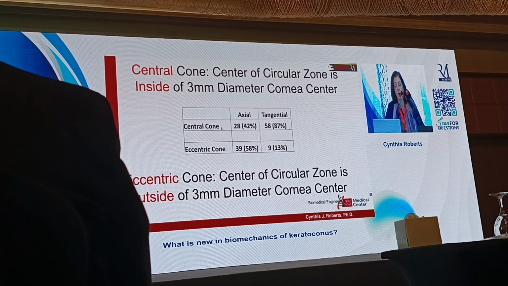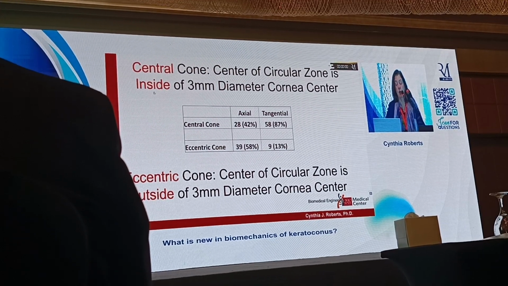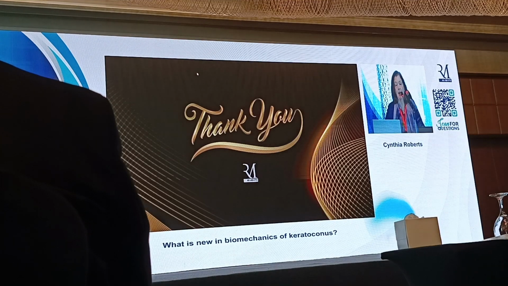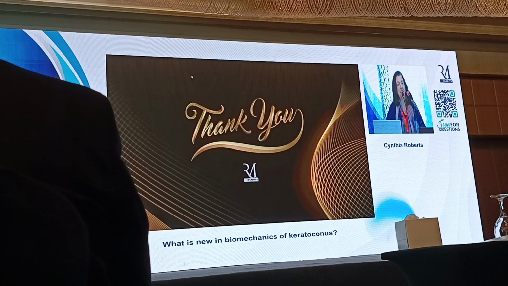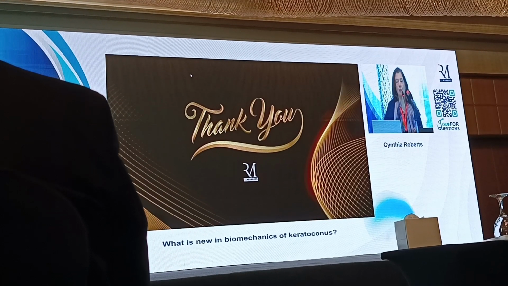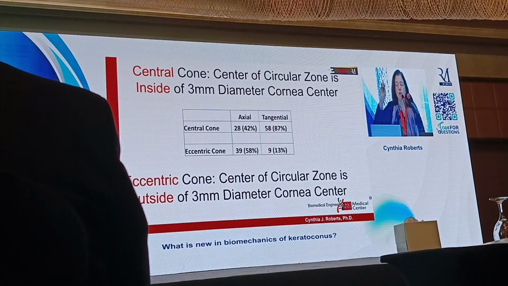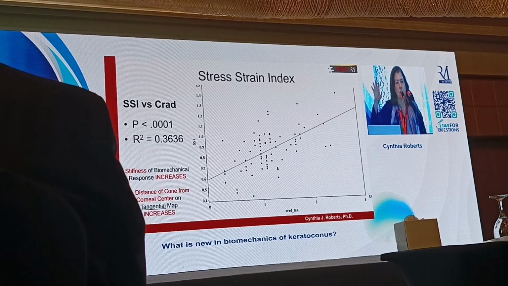Now, this is the important thing. In this same population, we define central, can you put that slide back on? It's a very important slide. This tells you why you need to use the tangential algorithm, because the axial algorithm is a running average from the center to the periphery.